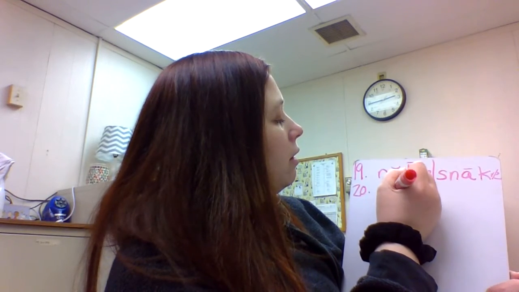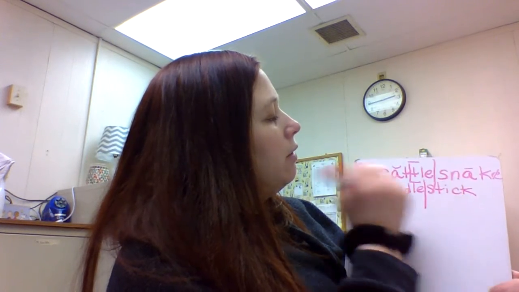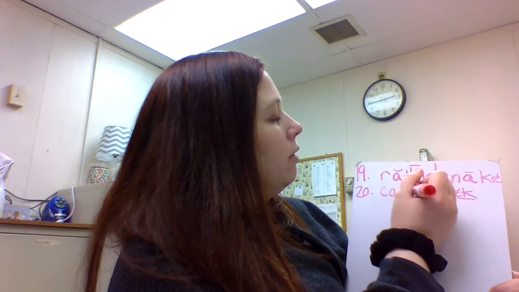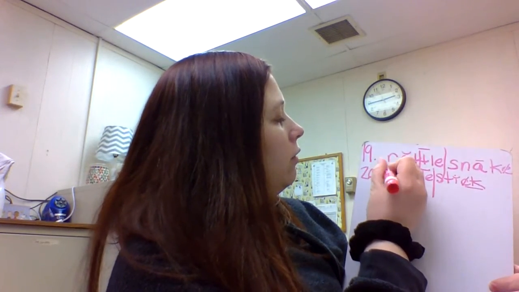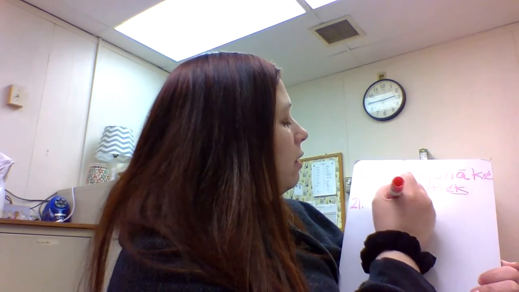Number 20, we have candlestick. Again, a compound word. We're going to draw a line between candle and stick. Here we have our CK digraph, where we mark off our C. Our I gets a brev. Over here we have final stable syllable, DLE. Here we have vowel consonant, our A gets a brev. And our C gets that K back. Almost forgot that.